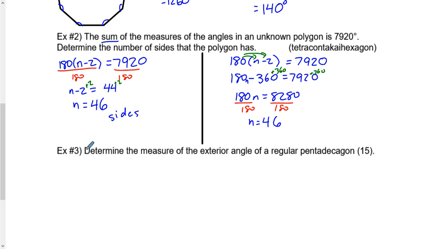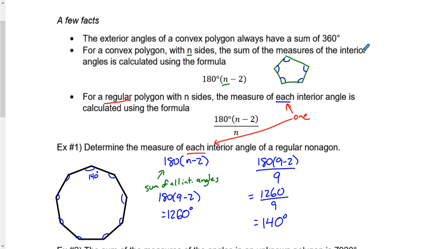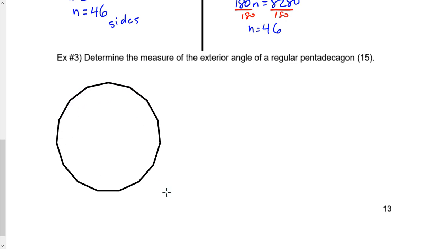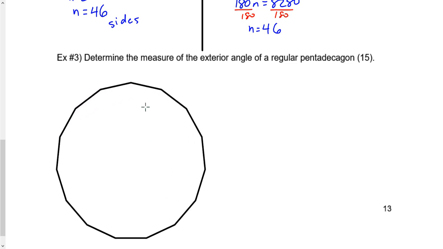Now we want to determine the measure of the exterior angle of a regular pentadecagon. I've given the actual number of sides, it's a 15-sided figure. Well, all of our formulas here talk about interior angles. But what is the relation between an interior angle and an exterior angle? I'll draw a 15-sided figure, a little bit bigger just to actually see everything. In order to find an exterior angle, we have to extend one of our sides. So the exterior angle is right there.